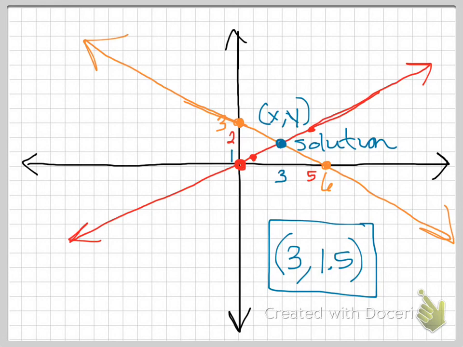Okay, so on your homework, there's really not very many of these. The first 4 are just like what we did in the beginning, where you're deciding if the given point is a solution to both equations. And then you have 6 graphing. And that is it.